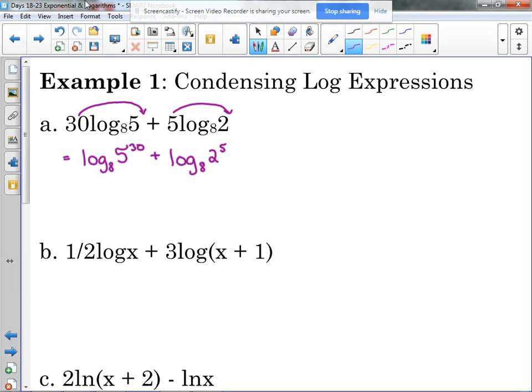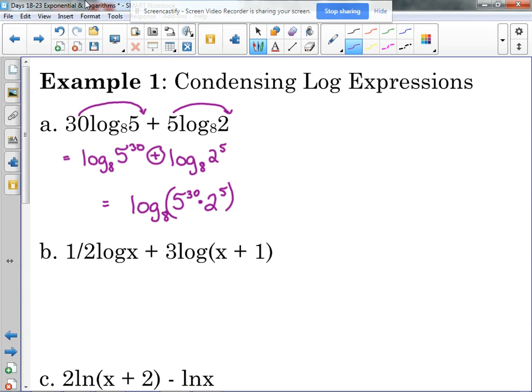So now we've moved those coefficients. We have the same base on our logs, and it is the sum of logs. So the sum of logs becomes the log of a product, the single log of a product. If you want to put parentheses around that, you can. You technically don't have to. And that's as far as we're going to take this. We've condensed it down to a single log.